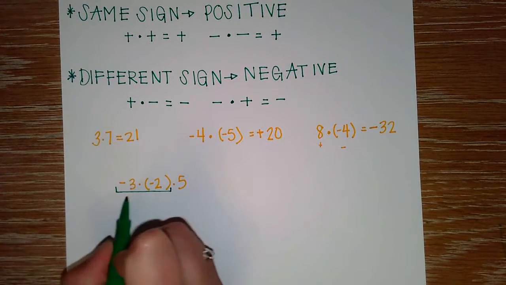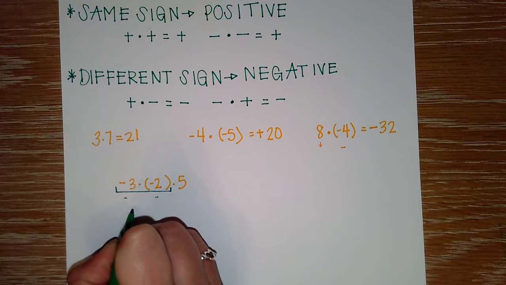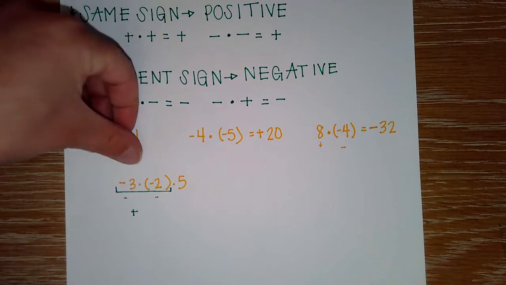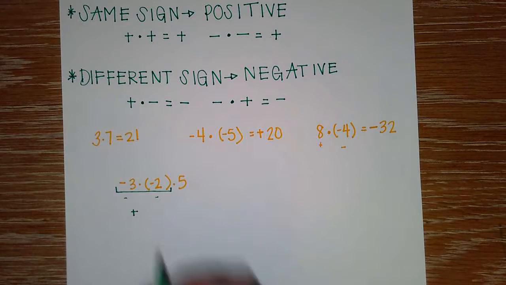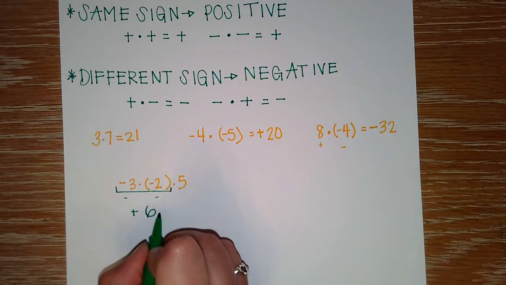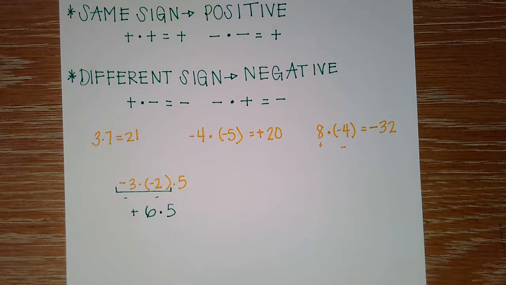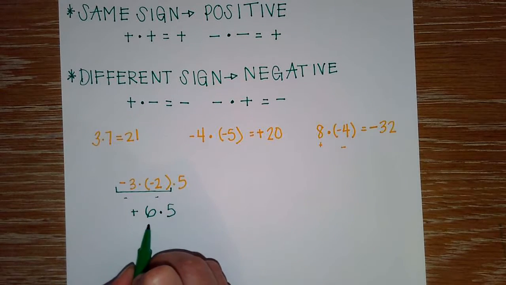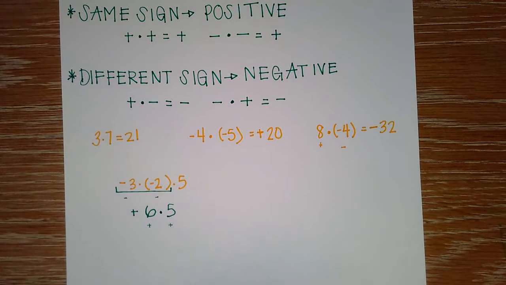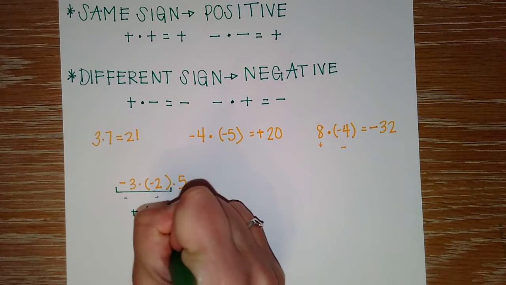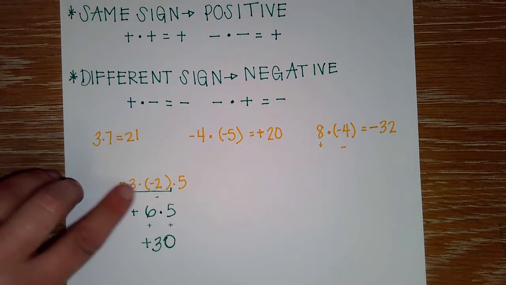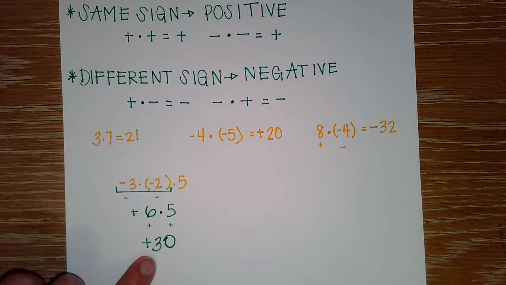Again, I see the same sign. Therefore, my answer will be positive. And then 3 times 2 is 6. So then I have positive 6, and I bring down what I haven't used yet, which is times positive 5. Now, I also have positive and positive. That means my answer will be positive. 6 times 5 is 30. So negative 3 times negative 2 times 5 equals positive 30.